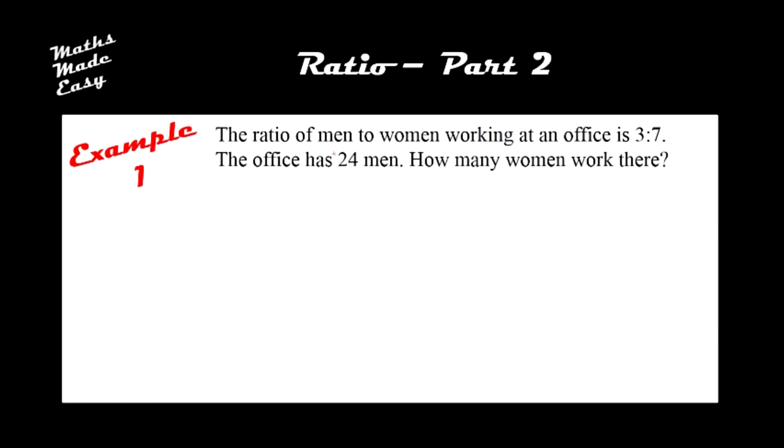So this one has the ratio of men and women as 3 to 7. So for every 3 men, there are 7 women in this office. And it says there are 24 men. How many women are there?